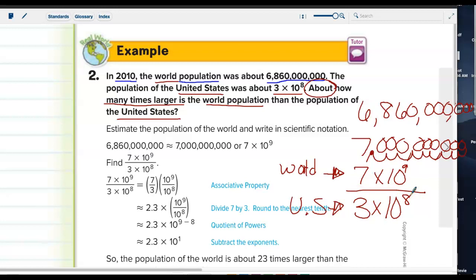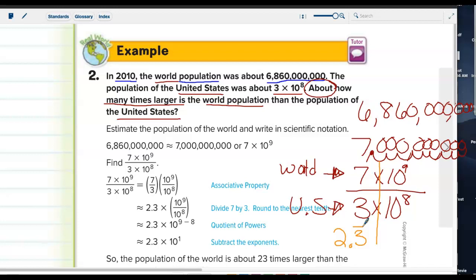Okay, when I am dividing, what do I do with my numbers? Like the decimals. What do you do with the decimals? You what, Bailey? Divide. So let's take 7 divided by 3. What do you get? 2.3 repeating. If we rounded it to the nearest 10th, what would it be, Sean?